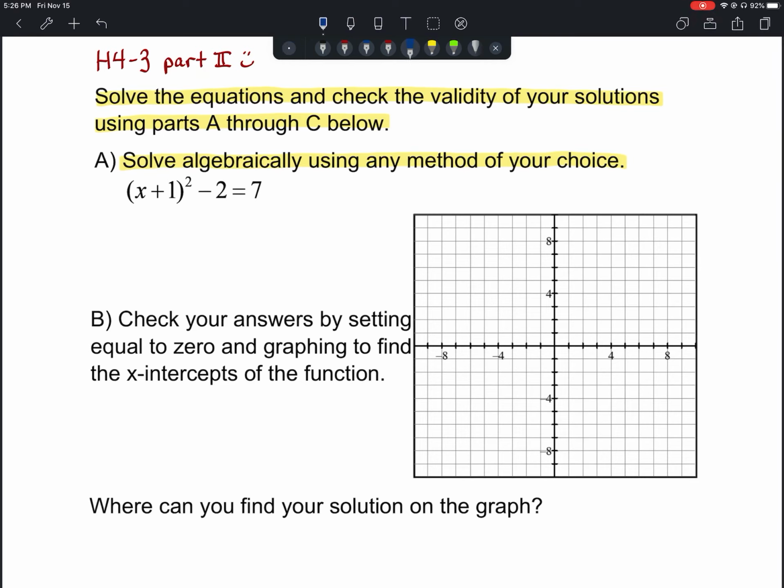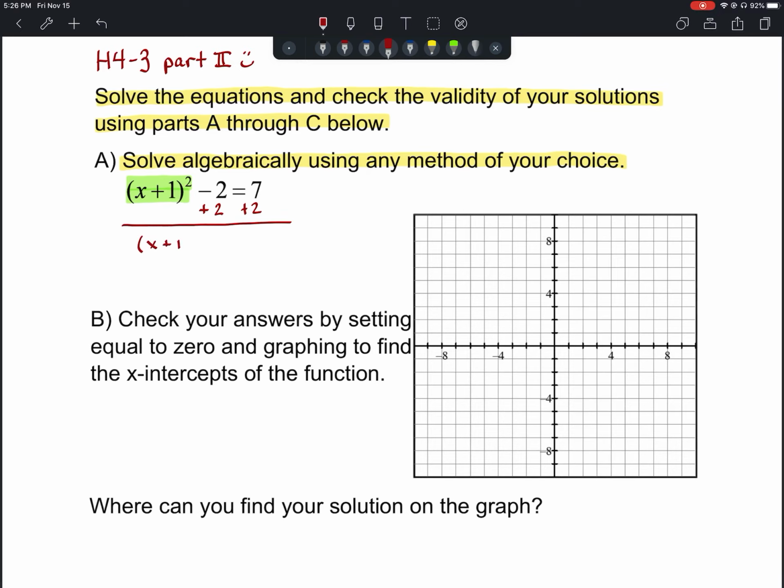All right, we've got an equation here. It's the quantity of x plus 1 squared minus 2 equals 7. So we've got a quadratic. We've solved these already this year. The method I'm going to use, I'm just going to undo the equation until I get x by itself. Remember, when you have grouping symbols and your x is inside those grouping symbols, we need to isolate those before we do anything else. That means we're going to add our 2 to each side.